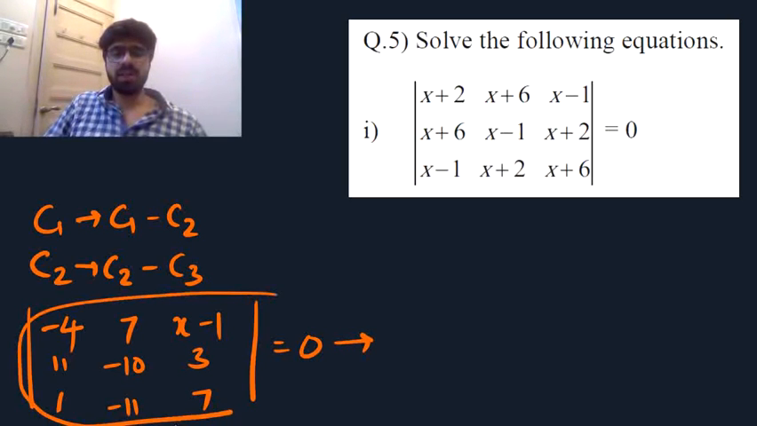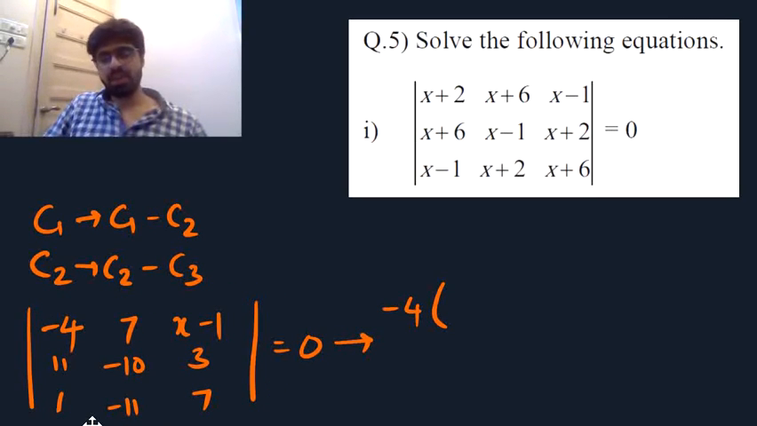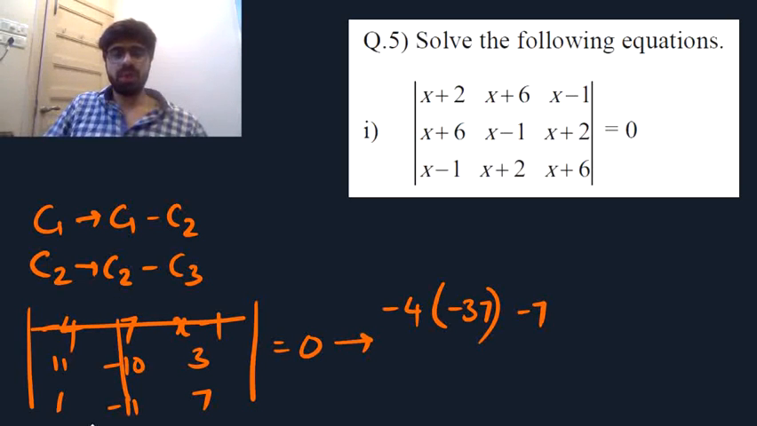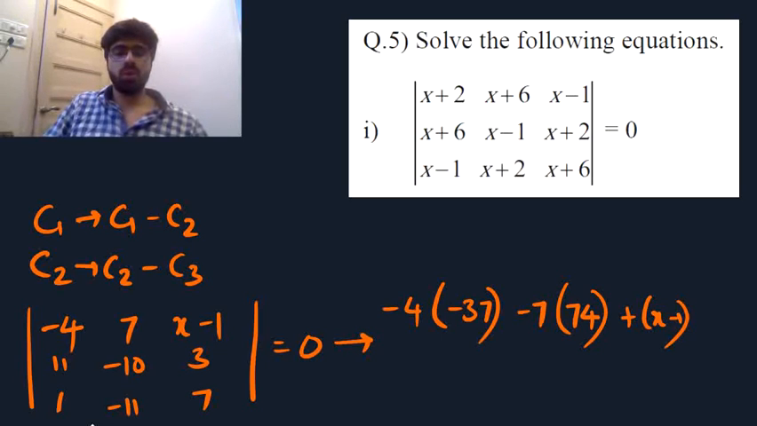So if we expand this entire determinant, we have minus 4 into minus 70 plus 33. Minus 70 plus 33, that will be minus 37. Then we have minus 7 multiplied by 77 minus 3, that will be 74, and then we have plus x minus 1, the whole multiplied by minus 121 plus 10, that is minus 111, and this will be equal to 0.